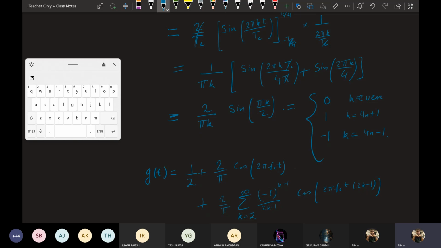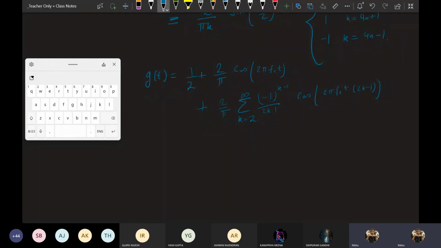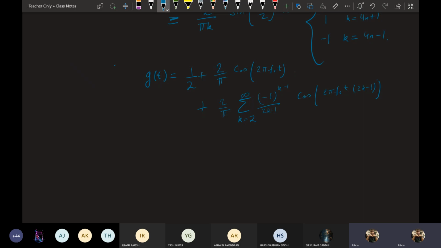Now, when we try to look at this carefully, sir, it was 2 by pi k, so why didn't we consider k there? So k equal to 1, okay, sir. Simplest case. Yeah, sorry.